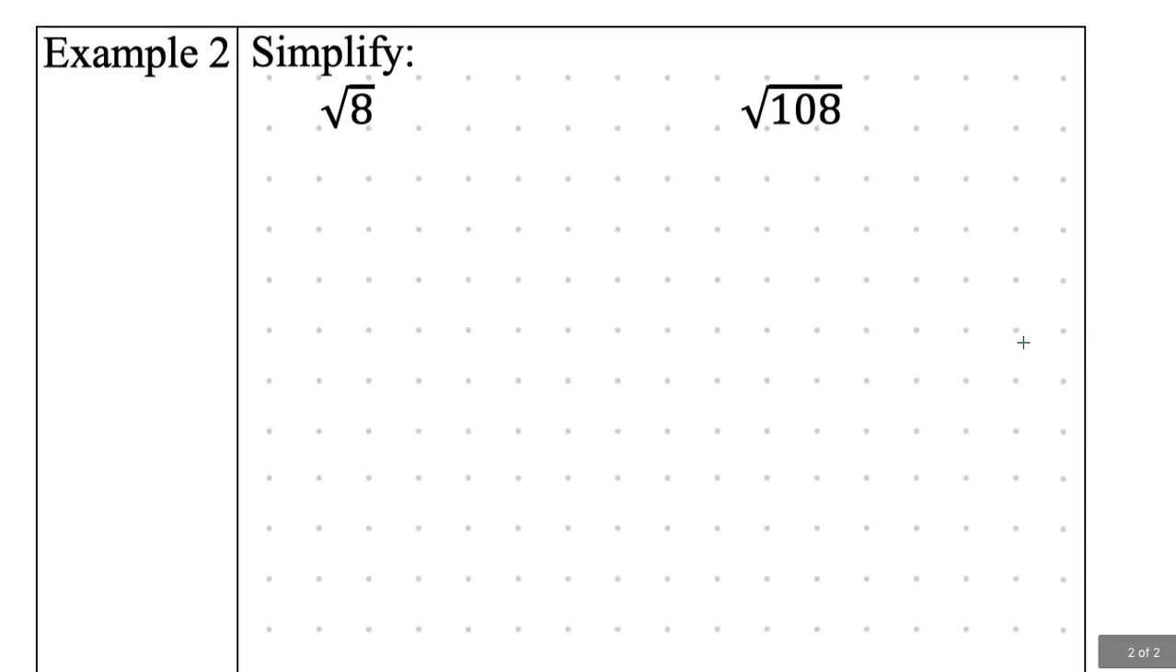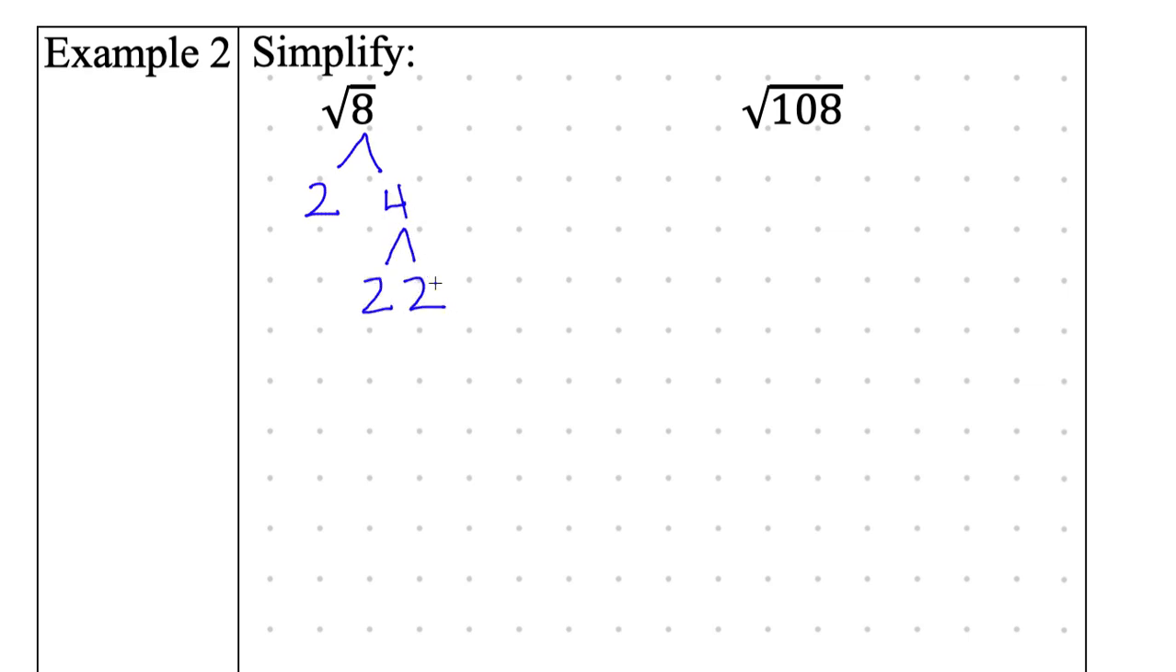And then, for example 2, who wants to do square root of 8 for us? Jade. Okay, I got 2 times 4 and 2 and 2. 4 is 2 and 2. All right. And then 2 square root of what? 2. Perfect. Yep. 2 square root of 2.